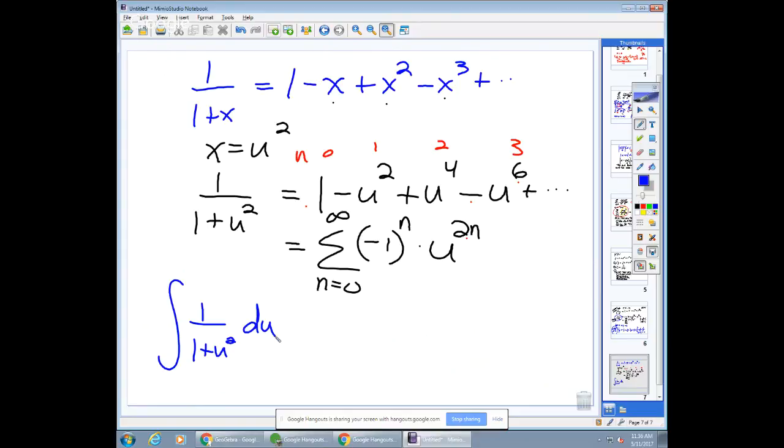Warmer. Tangent is warmer. It's arctangent. Yeah, this is the arctangent. Okay, so this is the arctangent of u, plus c. Right, we got that plus c to worry about there.